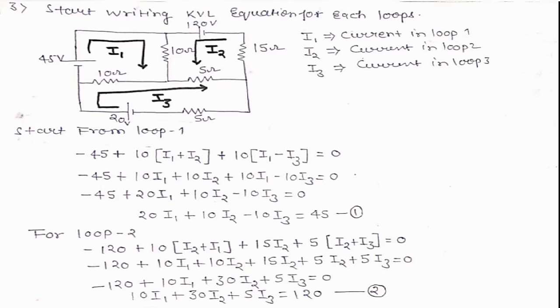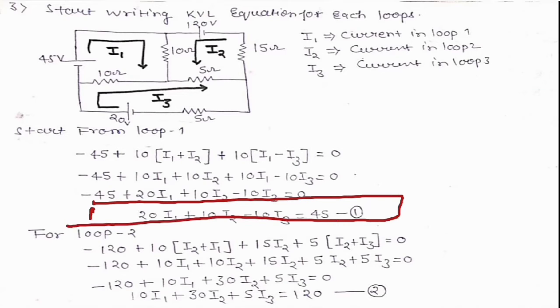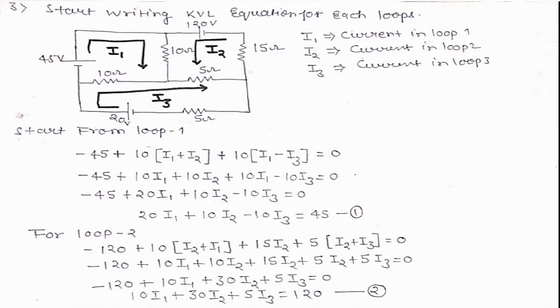Now, minus 45 plus 10 I1 plus 10 I2 plus 10 I1 minus 10 I3 equal to 0. Then minus 45 plus 20, and at the last we will get the answer 20 I1 plus 10 I2 minus 10 I3 equal to 45. This is equation number 1 for loop 1 by using KVL. Then the second one is this loop.